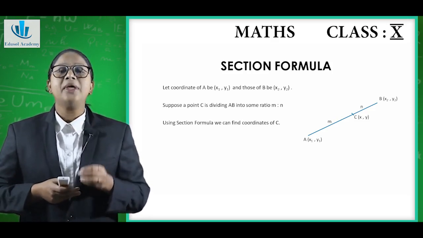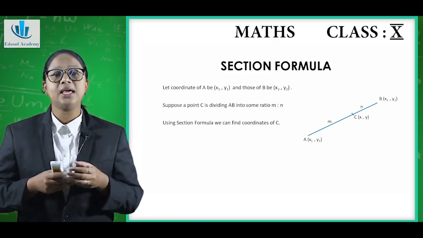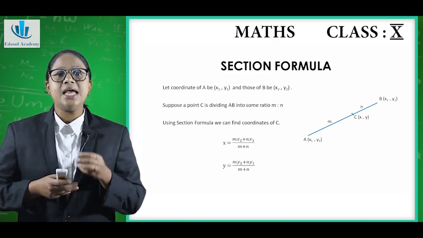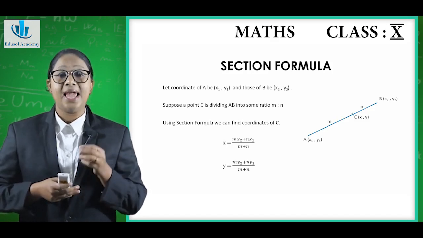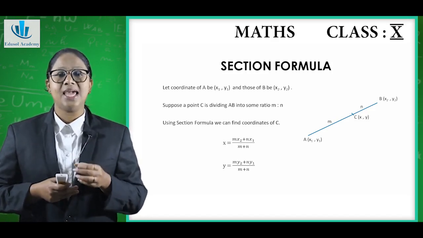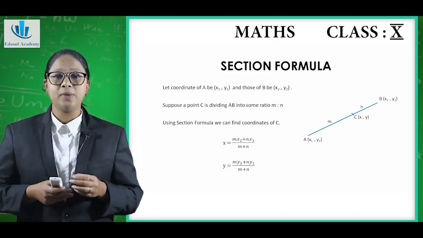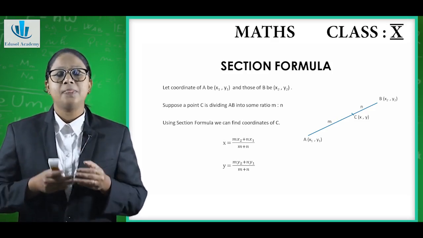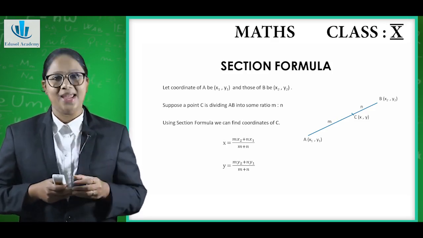So section formula is used to find the coordinates of that point C, which is dividing another line segment in some given ratio. So the equation is x is equal to mx2 plus nx1 by m plus n, and for y the equation is my2 plus ny1 by m plus n. I hope my point is clear. So section formula is used to find the coordinates of a point that divides the line joining another two points in some given ratio m is to n.